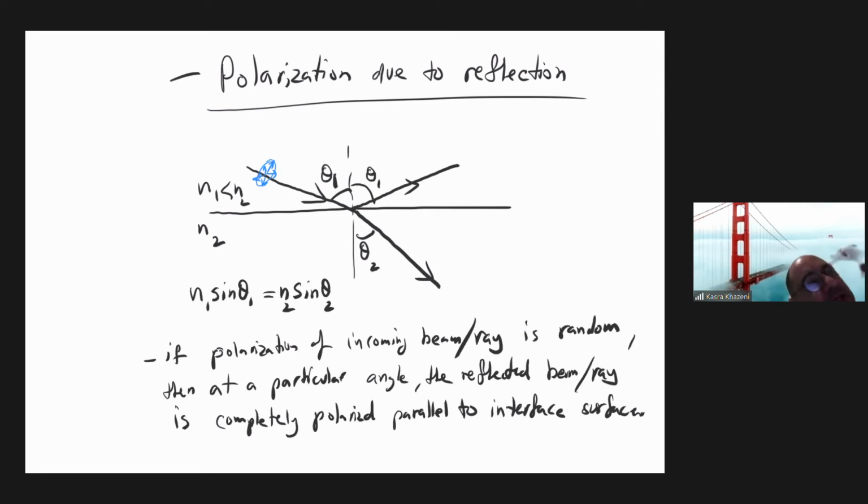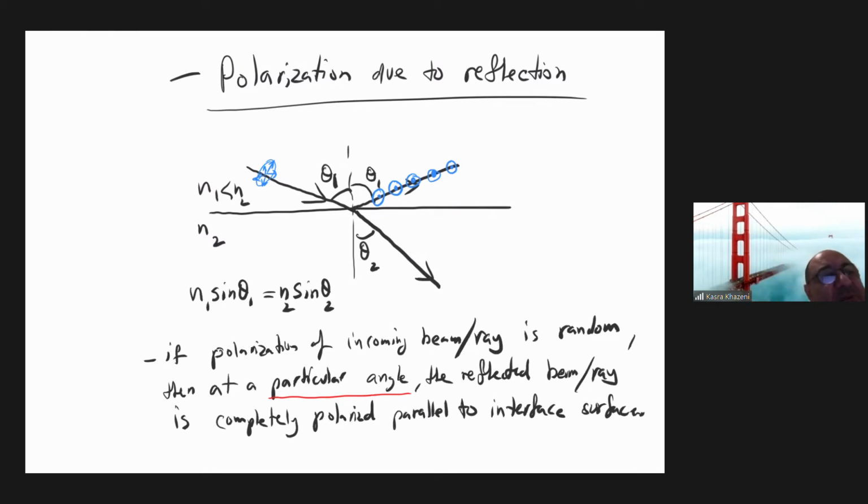So the incoming beam is not polarized. So I'm showing it with those blue rays in all directions because it's not polarized. So they're all over the place. Upon reflection at a particular angle, a very particular angle, the reflected beam is polarized completely, in this case, out of the page or inside the page. I'm just going to show the out of the page. This is the polarization, completely polarized parallel to the interface surface.